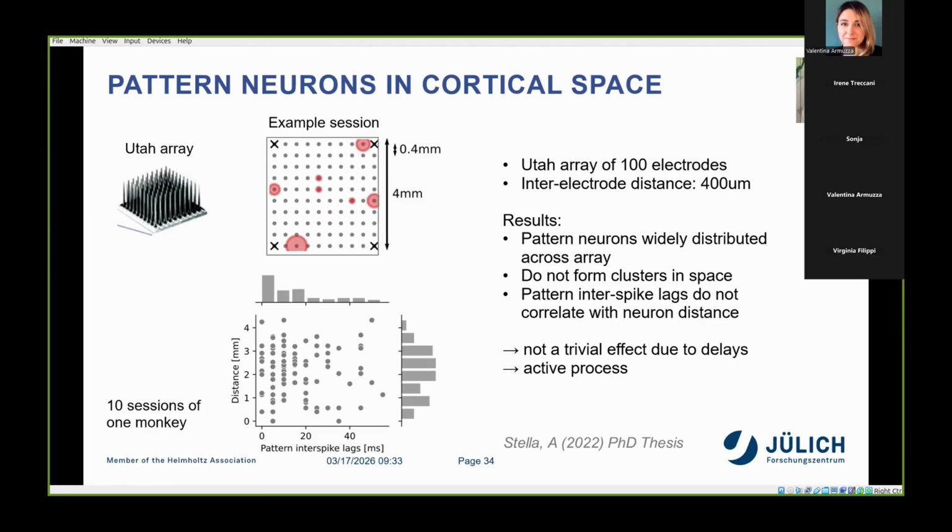The idea behind is, is this a trivial delay? It's a propagation, and there is just a delay. But what you see here, this is the statistics of many sessions. You see here no correlation whatsoever. So these distances are not due to just simple delays between one neuron and the next, but there must be an active process involved. Okay.